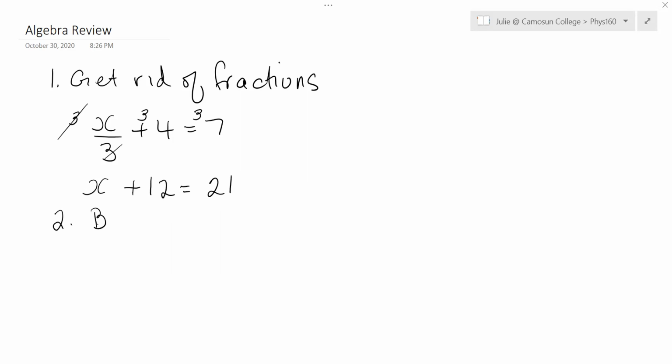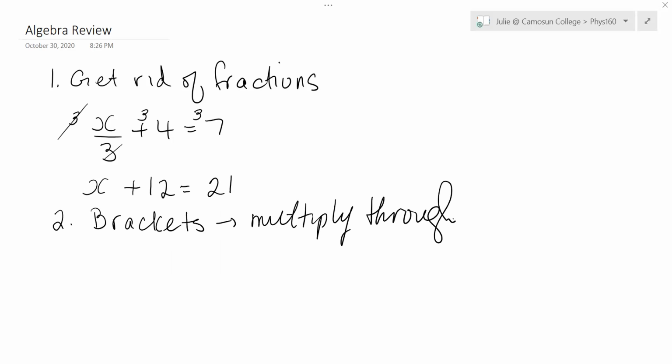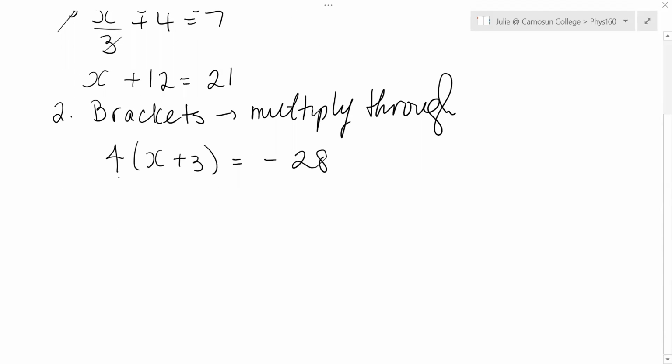The second thing is brackets. You want to multiply through brackets. So if you had something like 4 times x plus 3 in brackets is negative 28, then you go 4 times x and 4 times 3. So this would be 4x plus 12 is negative 28. Okay, so be careful of a negative number.